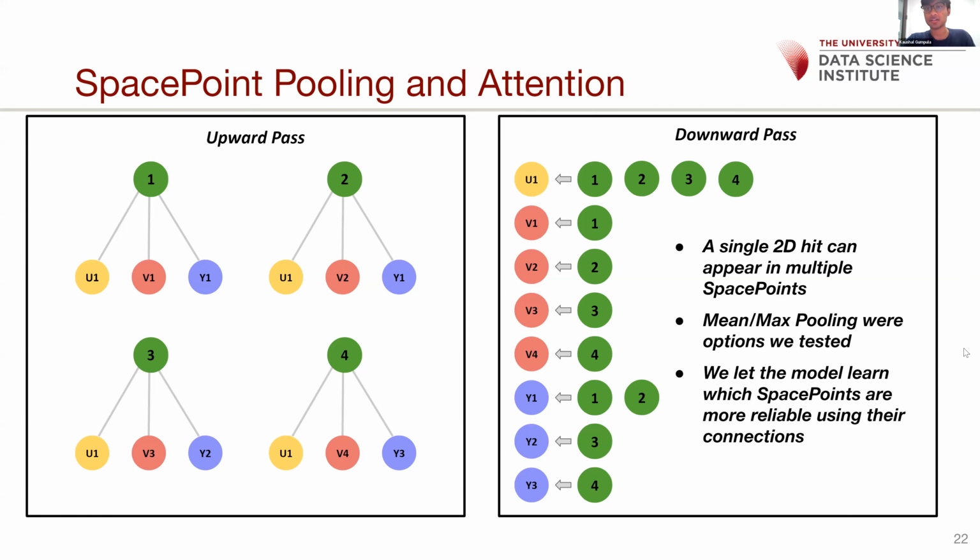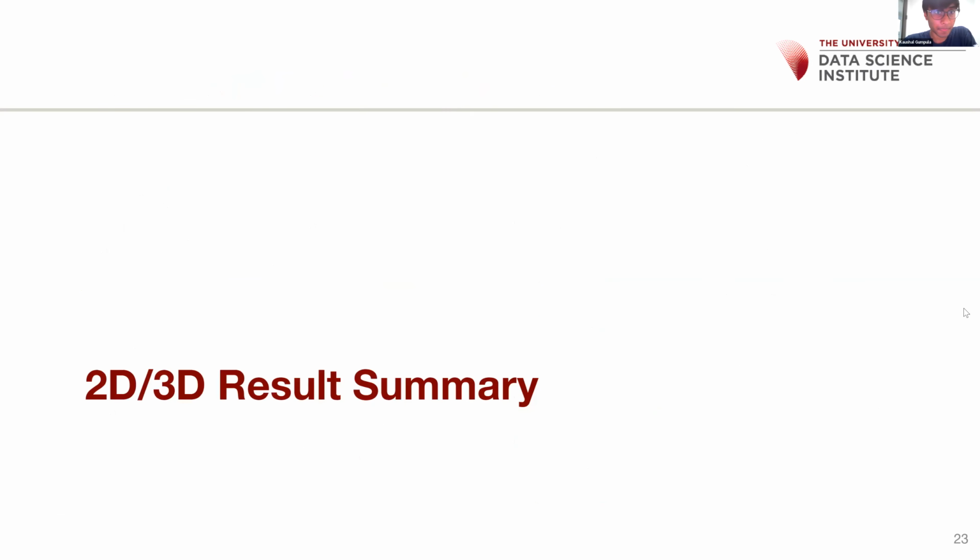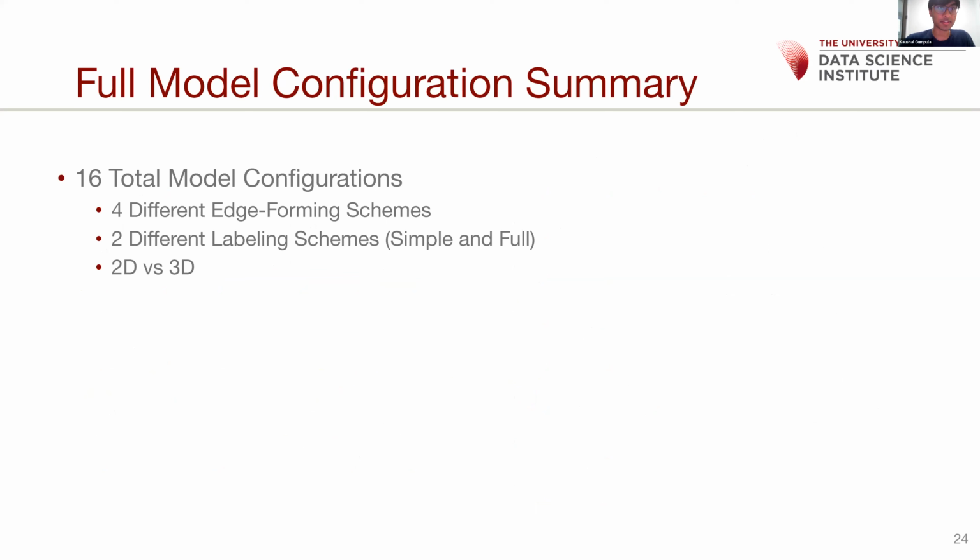So we can let the model learn which space points are more reliable and which space points deserve more attention when it comes to classifying each of these 2D hits back in their respective planes. So now that we've discussed the 2D and 3D extension of the model, I want to talk about what the results look like.